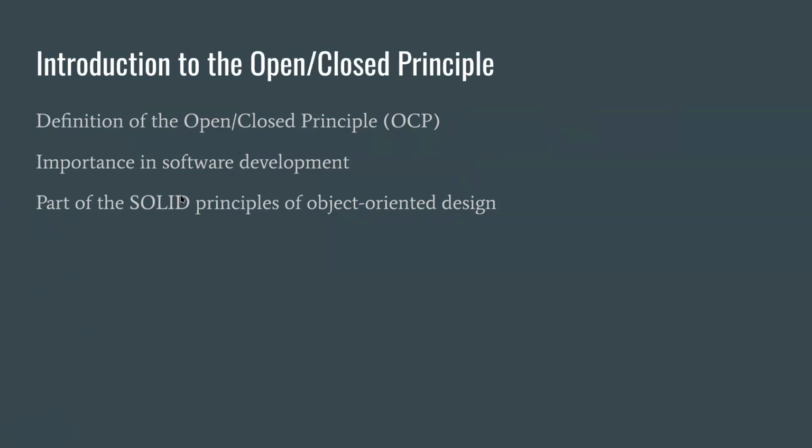Hello, everyone. In today's lecture, we're going to talk about the Open-Close Principle. It is often abbreviated as OCP, and this principle is one of the 5 SOLID principles of object-oriented design, which aims to make software design more understandable, flexible, and maintainable. So we're going to explore what the open-closed principle is, why it's important, and how to apply it in the code base.